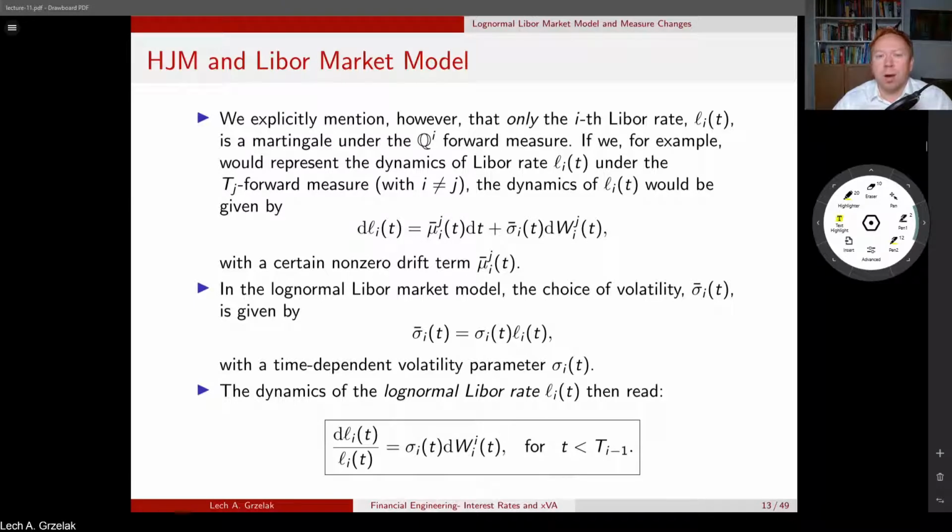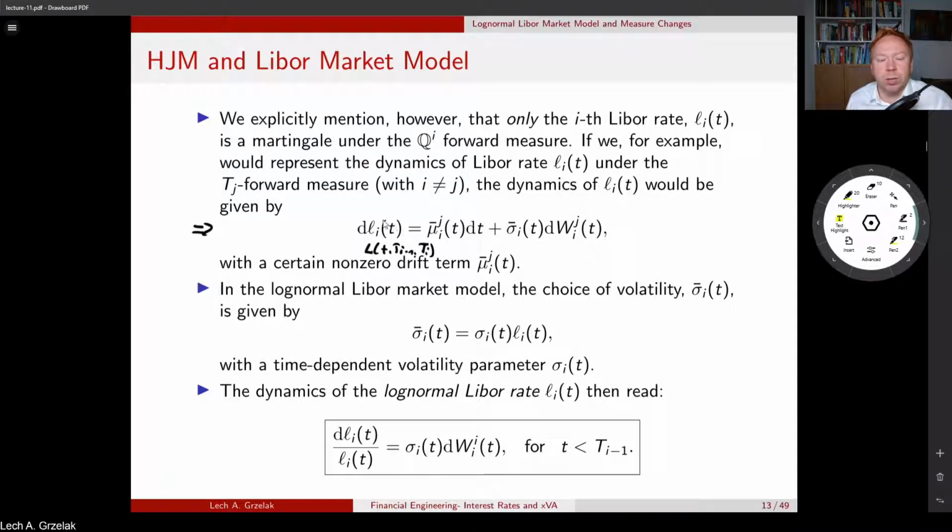So each Libor under its own measure is a martingale, and if you would like to bring one Libor into a different measure, of course, that will have the consequence that a drift will be introduced in the dynamics of that corresponding Libor rate. So this is how it would look. If we have a Libor L_i with payment at T_i, fixing at T_{i-1}, we know it's a martingale under the T_i forward measure.